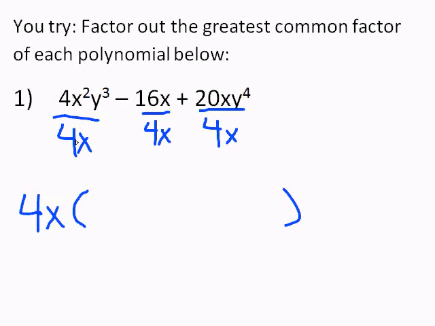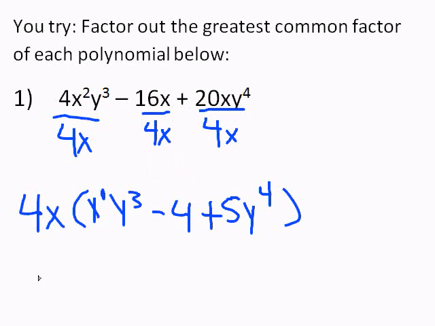So 4 over 4 is 1. We don't have to write that. X squared over x gives me x to the first and y to the third. Minus 16x over 4x is just 4, plus 20 over 4 is 5. X over x cancels, y to the fourth. And there you go. You've written out your answer of factoring out the GCF from this expression.